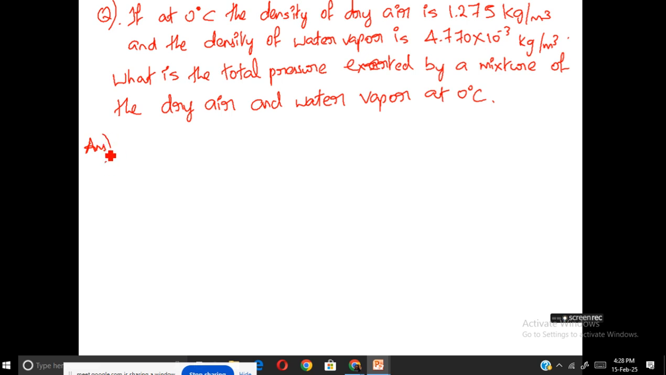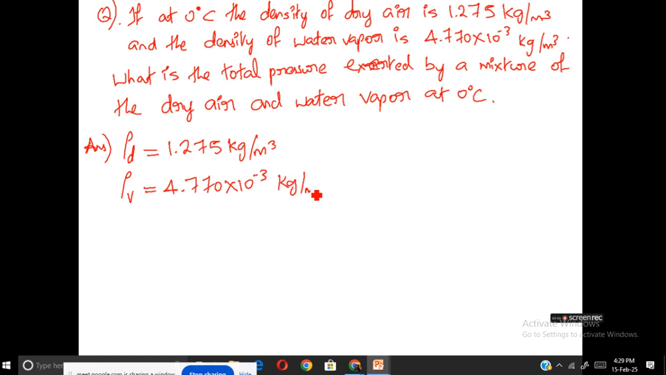So the question is, if at 0 degrees Celsius the density of dry air, which is rho d, is given as 1.275 kilogram per meter cube, and the density of water vapor, which is rho v, is given as 4.770 into 10 raised to minus 3 kilogram per meter cube, what is the total pressure exerted by a mixture of the dry air and water vapor? The temperature is given as 0 degrees Celsius, which is basically 273 Kelvin. What will be the total pressure exerted by the mixture of these two gases?